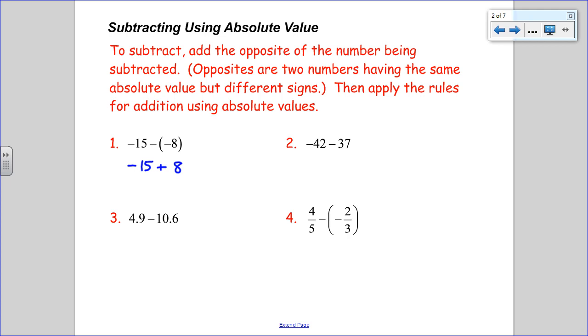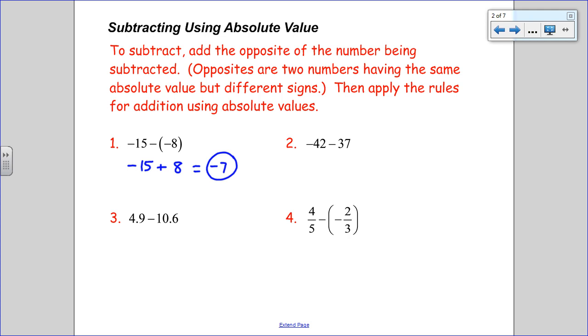Now that we have our problem rewritten in an addition form, we can go back to our rules for addition of positive and negative numbers, noticing that our two numbers have different signs, negative 15 and 8. We will subtract their absolute values, 15 minus 8, and we will take the sign from the negative 15 because it has the larger absolute value. Thus, our answer is negative 7.